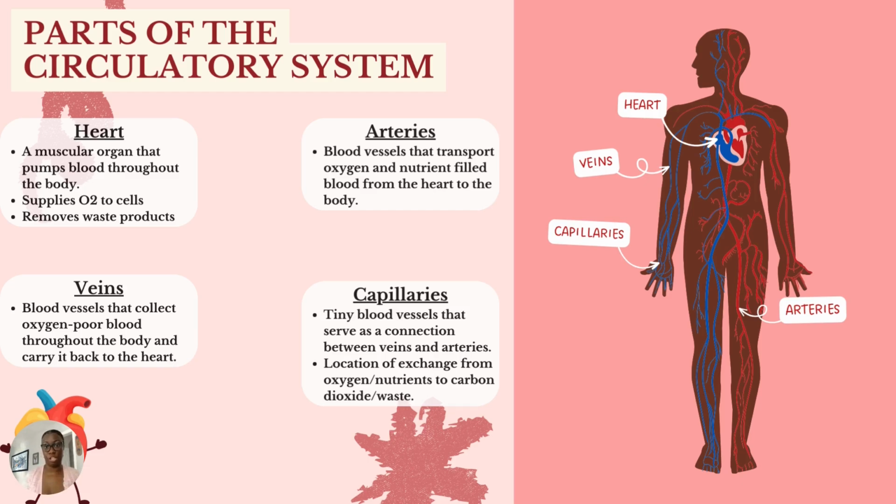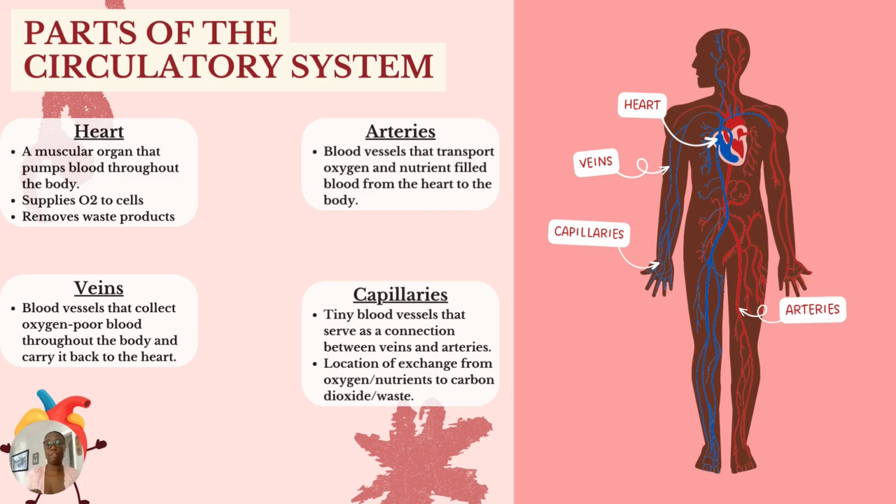Another type of blood vessel in the body are our veins. So, like I mentioned earlier, as blood circulates throughout the body and is delivering oxygen and nutrients throughout the body, it's also collecting waste at the same time. So, arteries are responsible for transporting oxygen-rich and nutrient-rich blood throughout the body. Veins are responsible for collecting oxygen-poor blood and waste from the body and carrying it back to the heart.